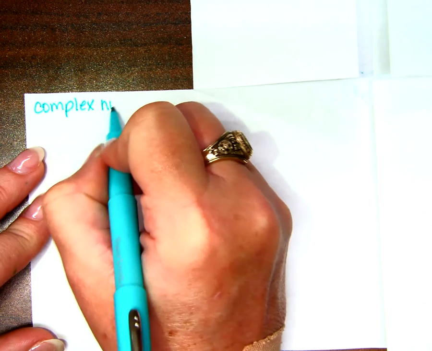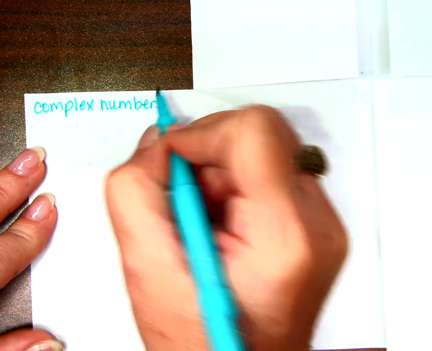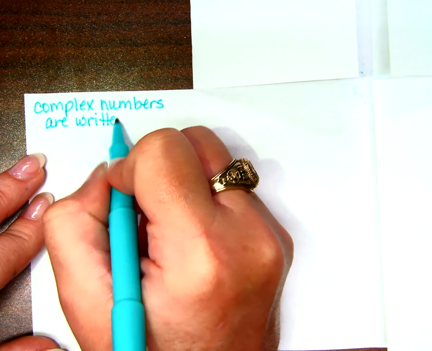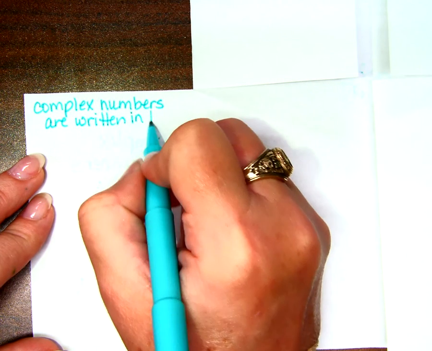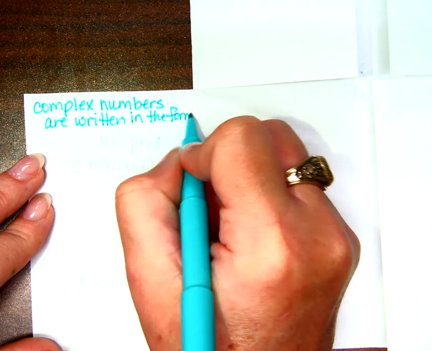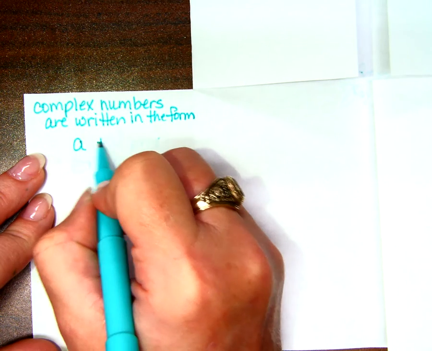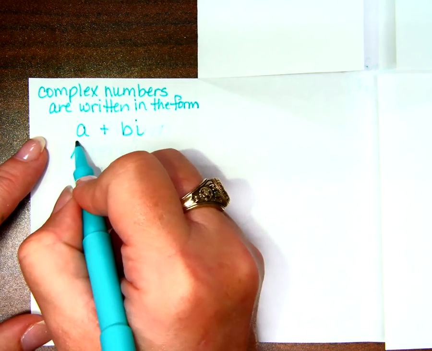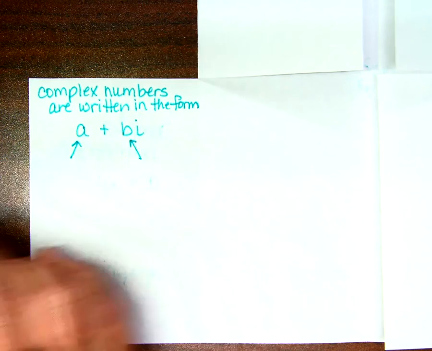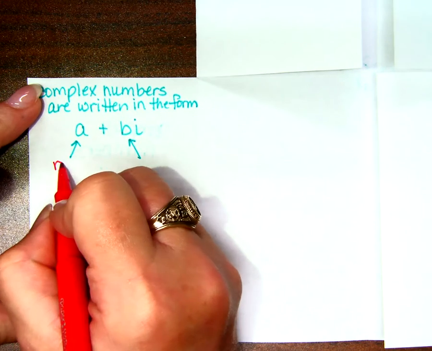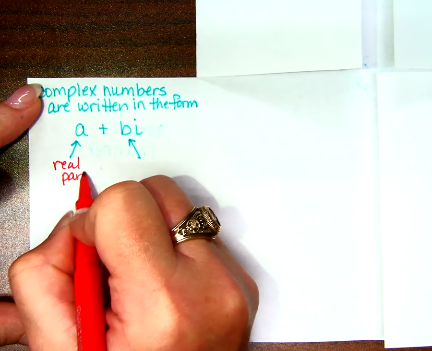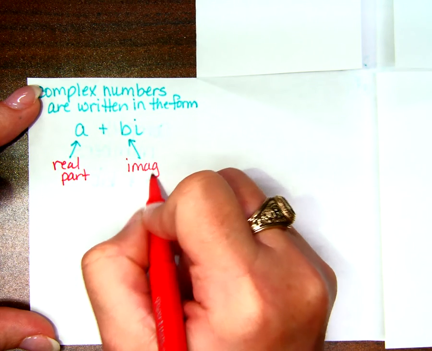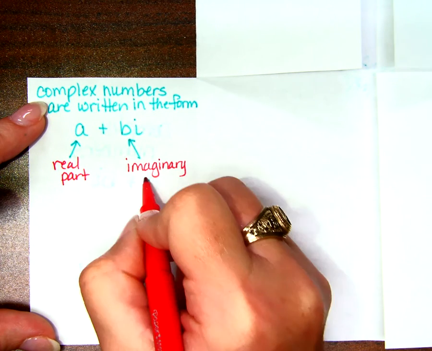Complex numbers are written in the form A plus bi, where A is the real part and B is the imaginary part.